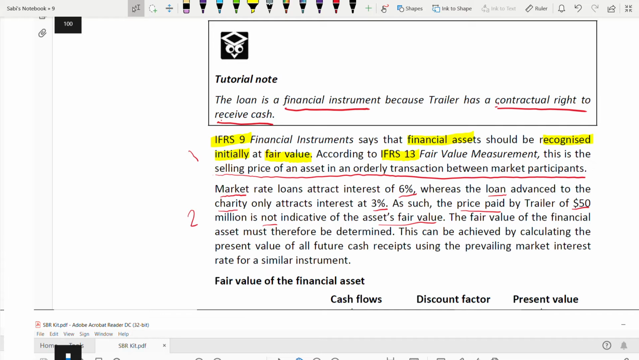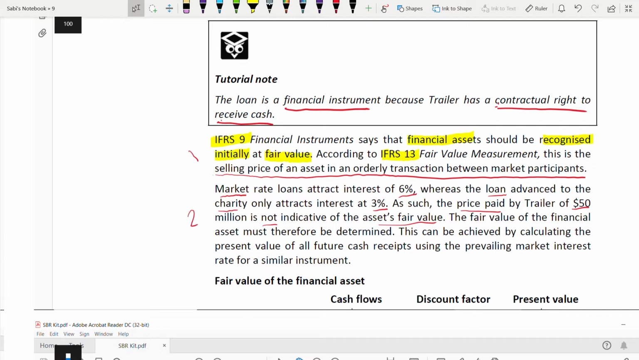So what is the market rate? It is at 6%. But you are attracting interest at 3%. So that 50 million, how can it be fair value? If you have used the normal market rates, 6%, then okay, I can say it's a market fair value. But this is not a fair value. You see, fair value means what is the price other market participants are also paying. That is known as fair value. But if the price is changed, reduced, or increased only for one participant, just for you, that price you cannot take as fair value. Understood?